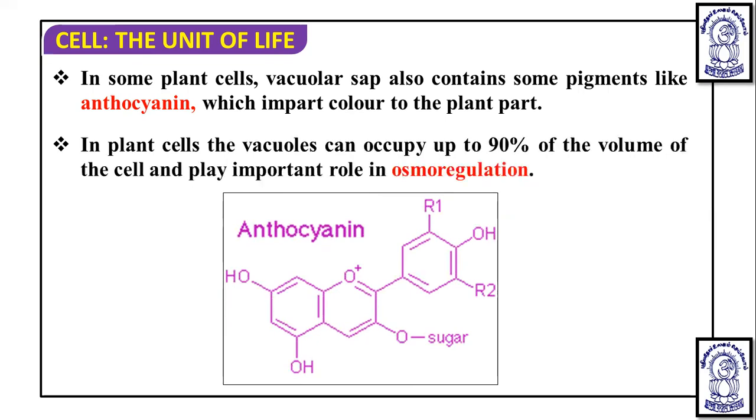Now, the vacuole of the plant occupies 90% of the volume of the cell, and it plays an important role in osmoregulation. Osmo means water balance.